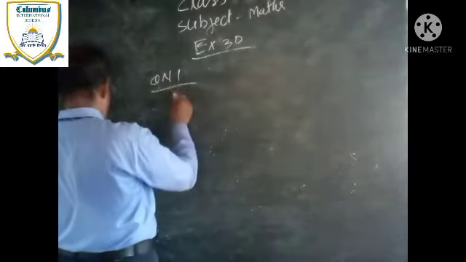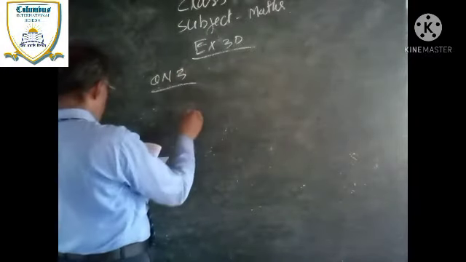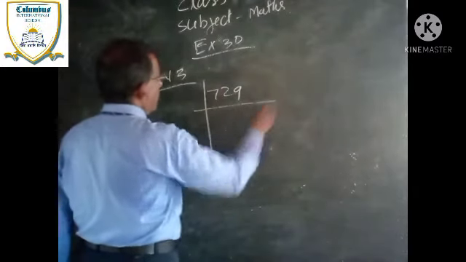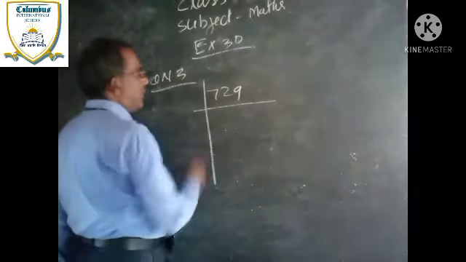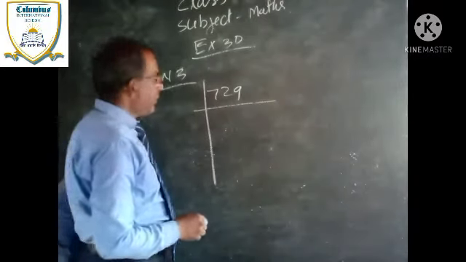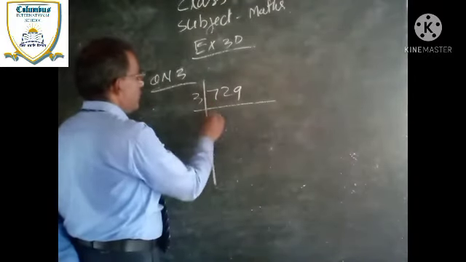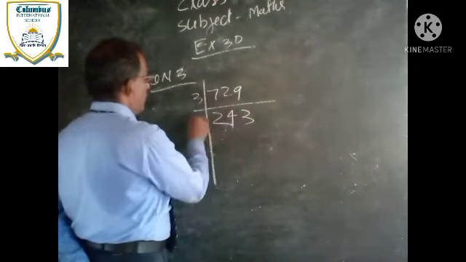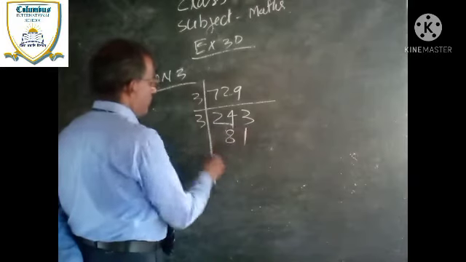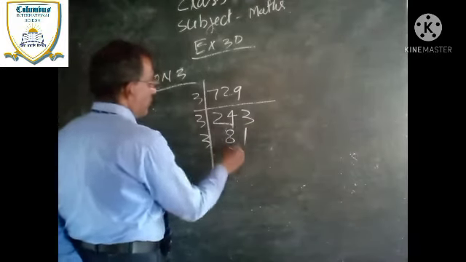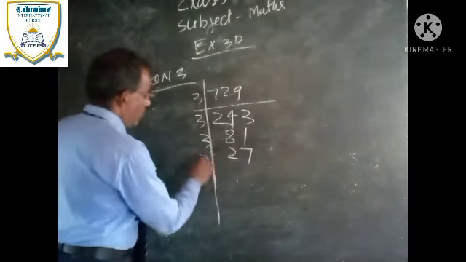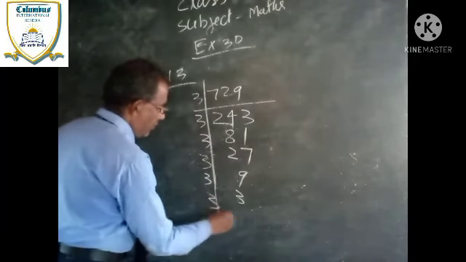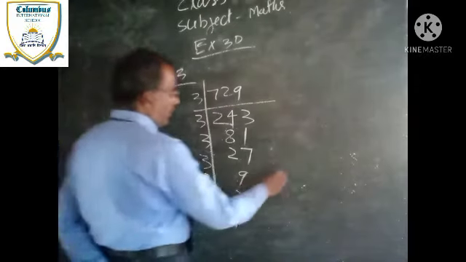Question number 3. The square root of 729. We see that 7 plus 2 is 9, 9 plus 9 is 18. It means 18 is a multiple of 3, so it is divisible by 3. 3 twos are 6, 3 fours are 12, 3 threes are 9, 3 eights are 24, 3 ones are 3, 3 twos are 6, 2 ones, and now 3 nines, 3 threes are 9, and 3 ones are 3.